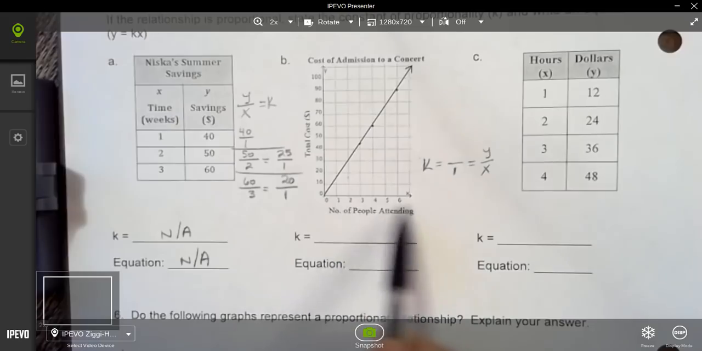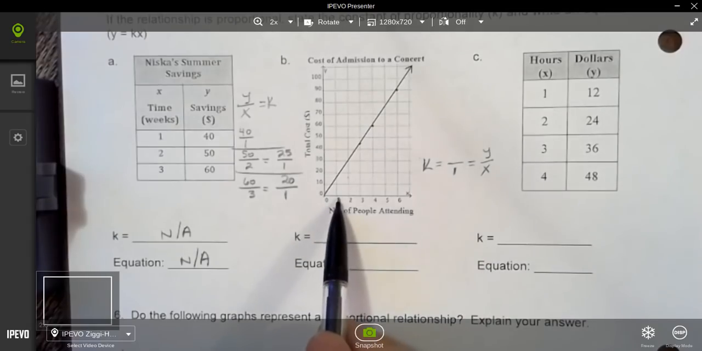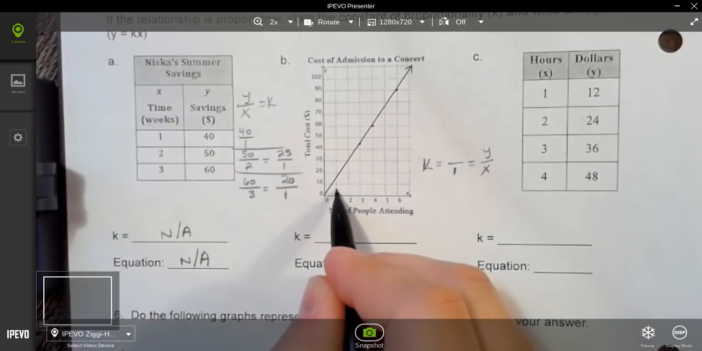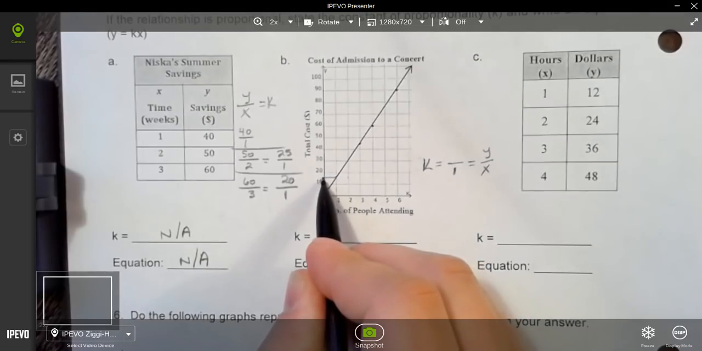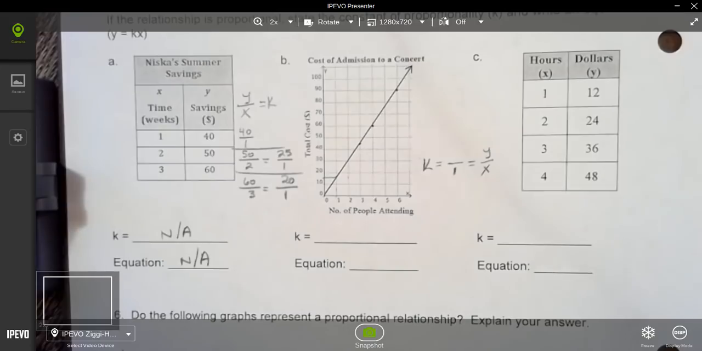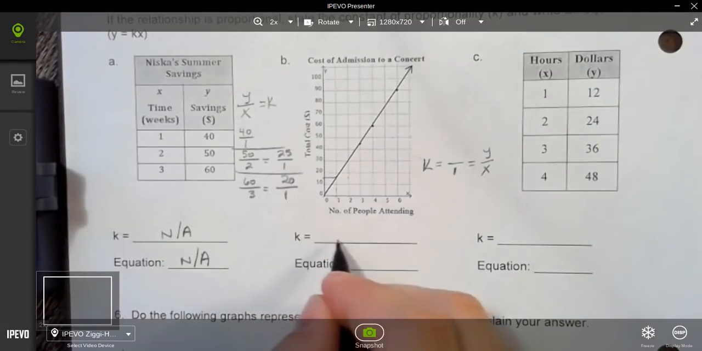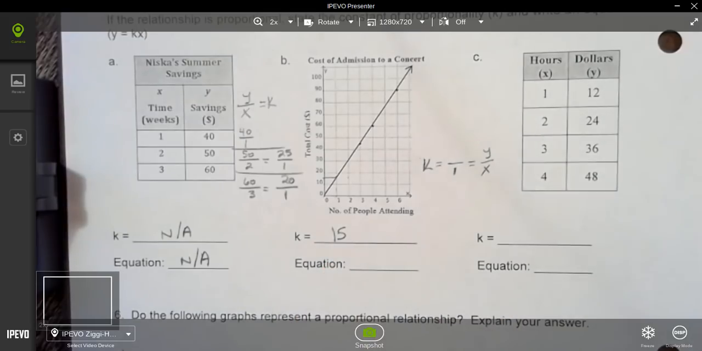So we need to come to the x-axis where x equals 1, which is right here. And we're going to go up until we hit the line. And we hit the line right there. And then we're going to come over and figure out what that is as a y value. And it looks like it's hitting halfway between 10 and 20, which is going to be 15. So k is going to be equal to 15. And so for our equation, y equals kx, well, it's just going to be y equals 15x.